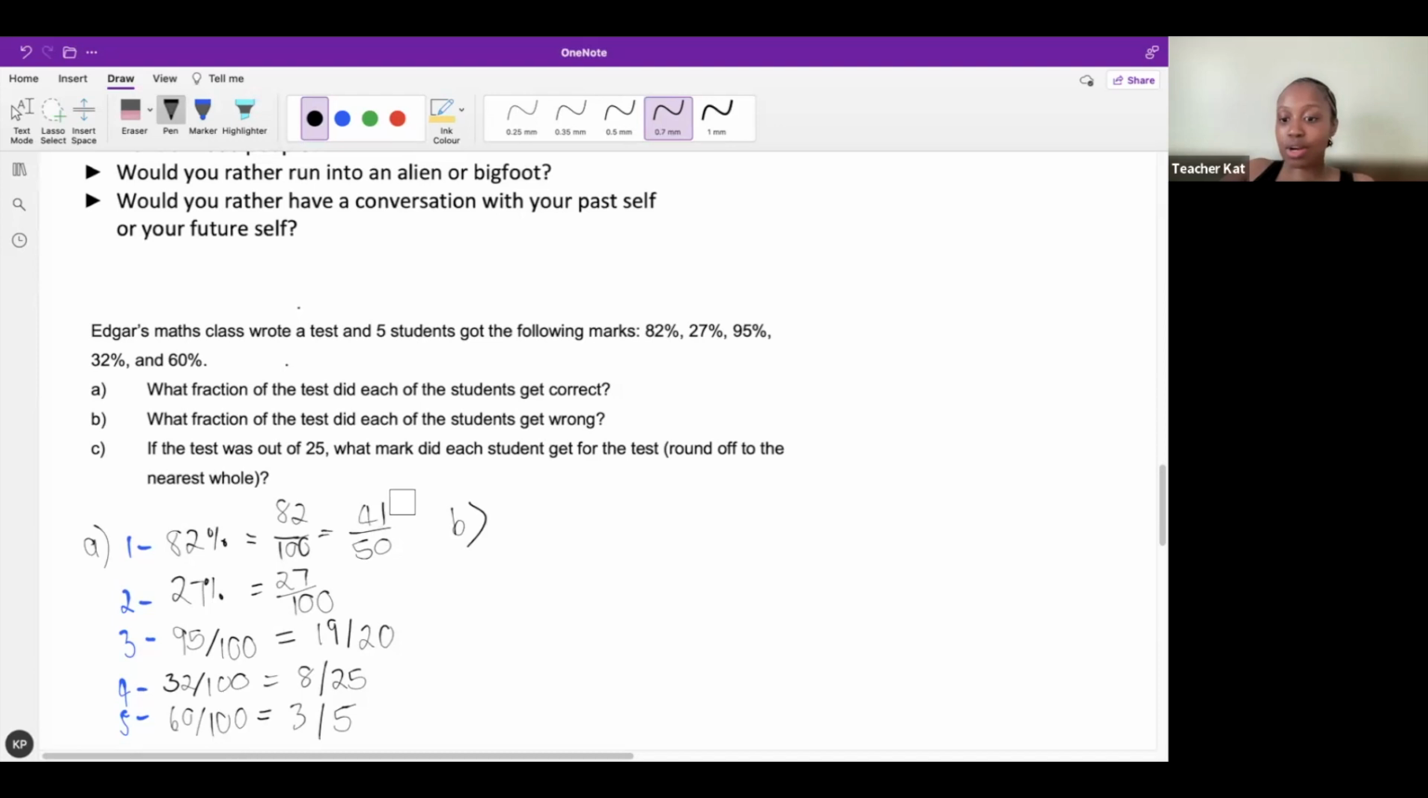If you got 41 over 50, what did you get wrong? How many did you get wrong? 9 out of what? For the first one. Be careful, it's 41 over 50. So it's 9 out of 50.